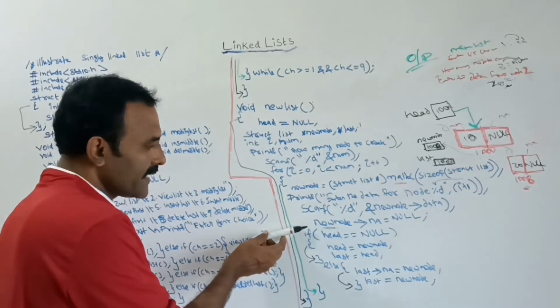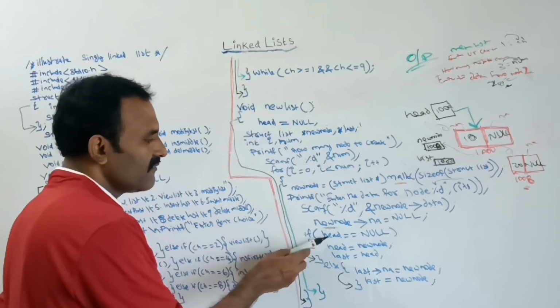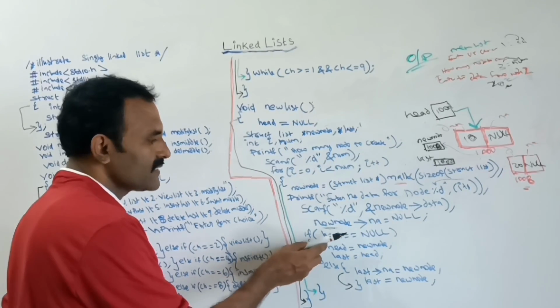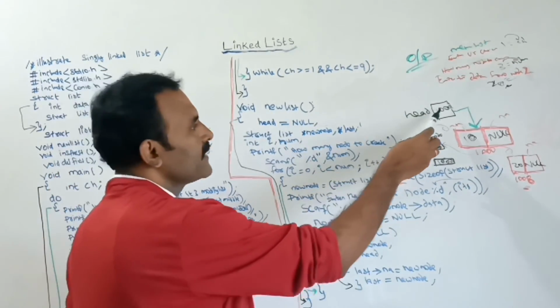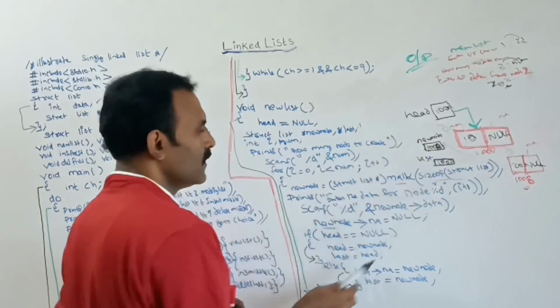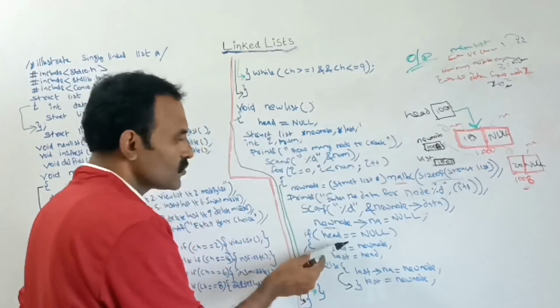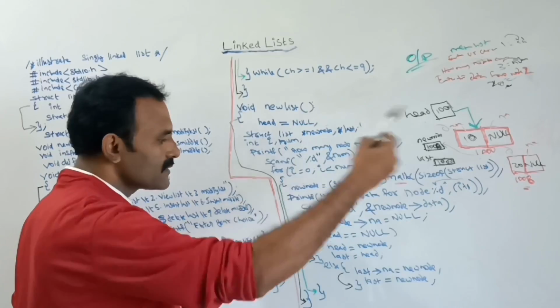So for linking, here I am using an if condition. What is the if condition? I have given it as head is equal to null. I am checking head. What is the head currently? It has the value 1000. So that address is 1000, so here it is not null. So the else part will work.